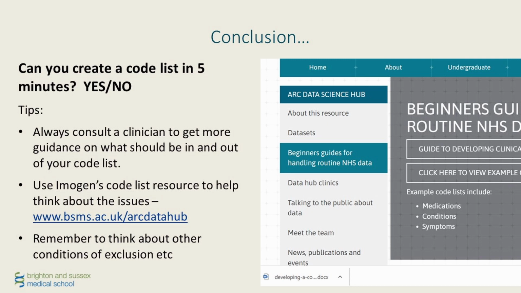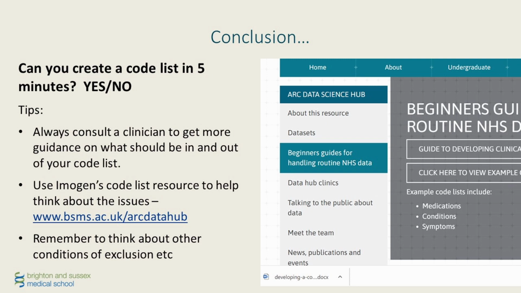I would suggest some advice on making a code list, but it's fundamental to your research. It's defining the concepts, the patient group, the outcomes or the exposures that you want in that group. Always consult a clinician, one that works in the service whose data you're using, to get more guidance on what should be in and out of your code list.